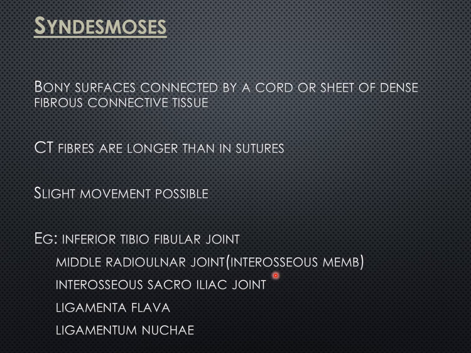These are the inferior tibiofibular joint. Then we have the middle radioulnar joint, or otherwise called the interosseous membrane. Then we have the interosseous sacroiliac joint. And we have the ligamentum flava and the ligamentum nuchae. These two terms you must have heard, ligamentum flava and the ligamentum nuchae. So we'll see the examples.